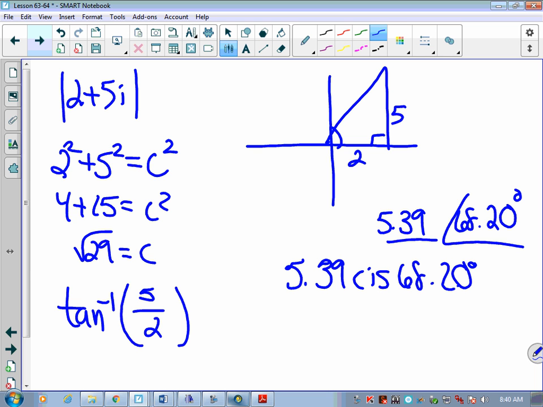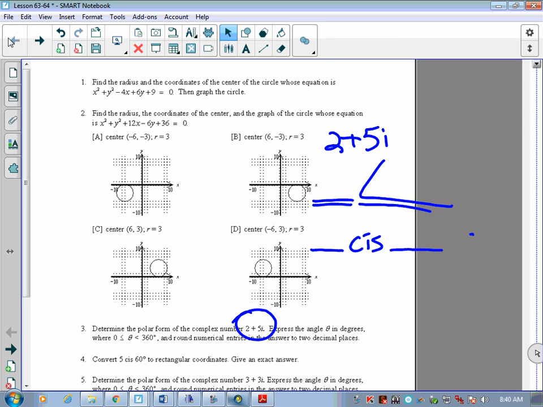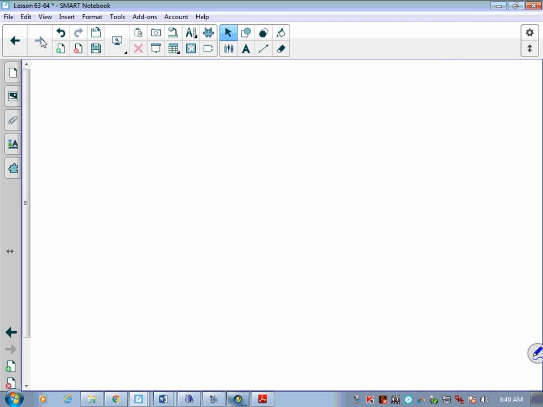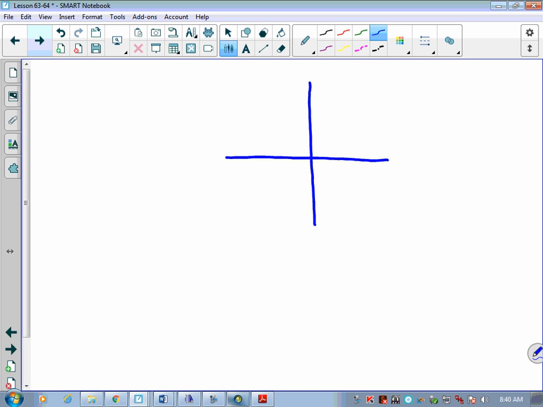That's it for that. Now, these do get increasingly more complex. They're starting out fairly easy. This is kind of an introduction to polar coordinates today. So let's say we go back to question number 4, for instance: convert 5 cis 60 to rectangular coordinates. Well, if we're doing that, then we already know certain things. If they're telling me I have 5 cis 60, what that means is that my angle is at 60 degrees and that my hypotenuse is 5.